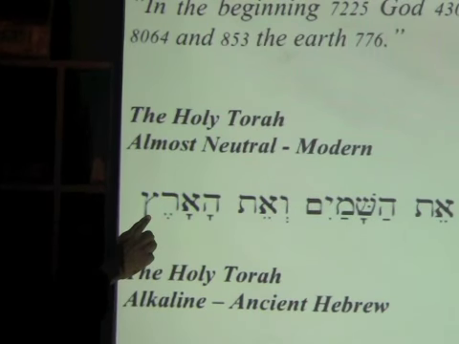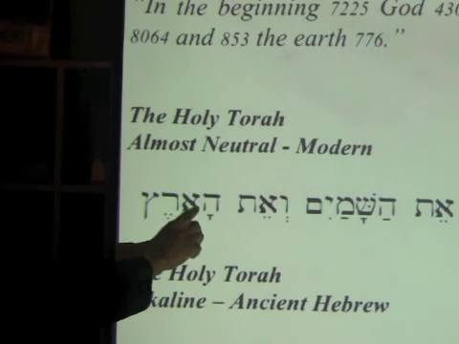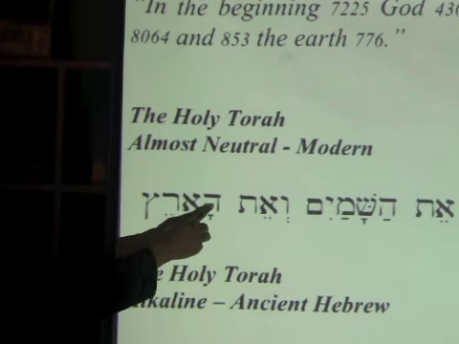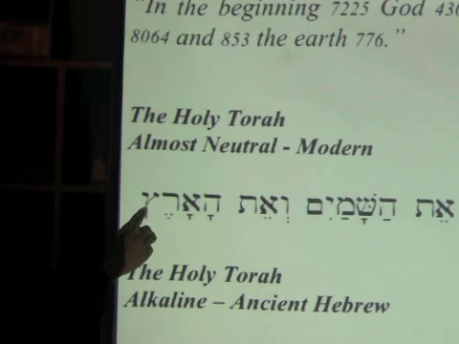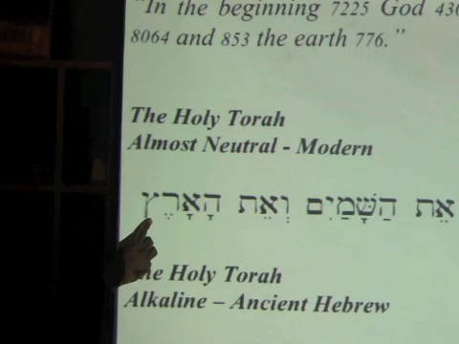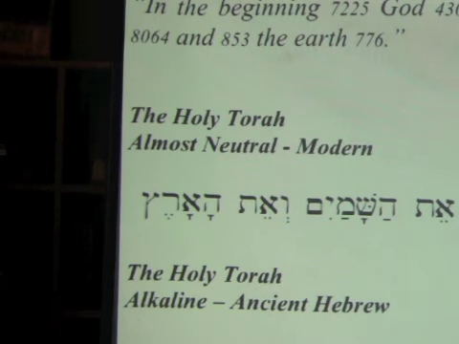The earth. Eretz means earth, but this means "the." The word is here, eretz. This is aleph, this is resh, and this is sadeh. So you have hey, aleph, resh, and sadeh, and this gives you the earth. Ha-eretz.